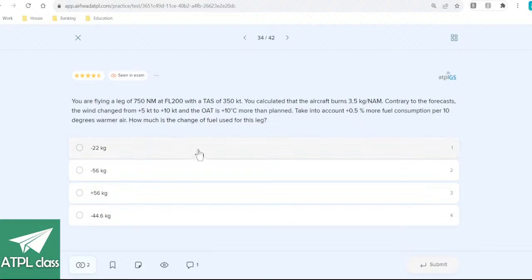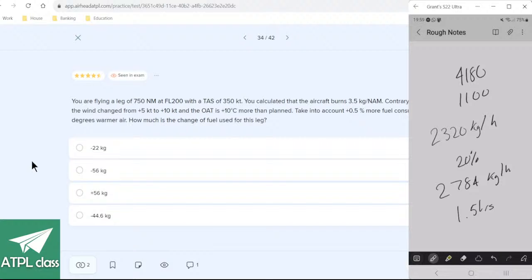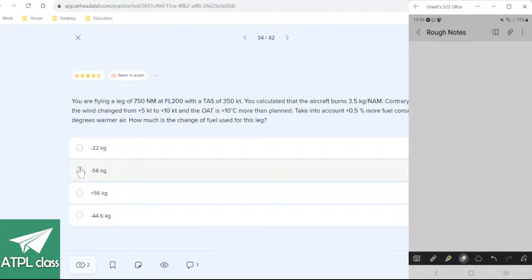Right, let's just try to work this out. I feel like I'm getting a lot of sums, like a suspicious amount of sums. 750 with a TAS of 350. So let's work out that distance. 350 equals 750 over T. T is going to be 750 divided by 350. That's 2.14 hours. Okay.